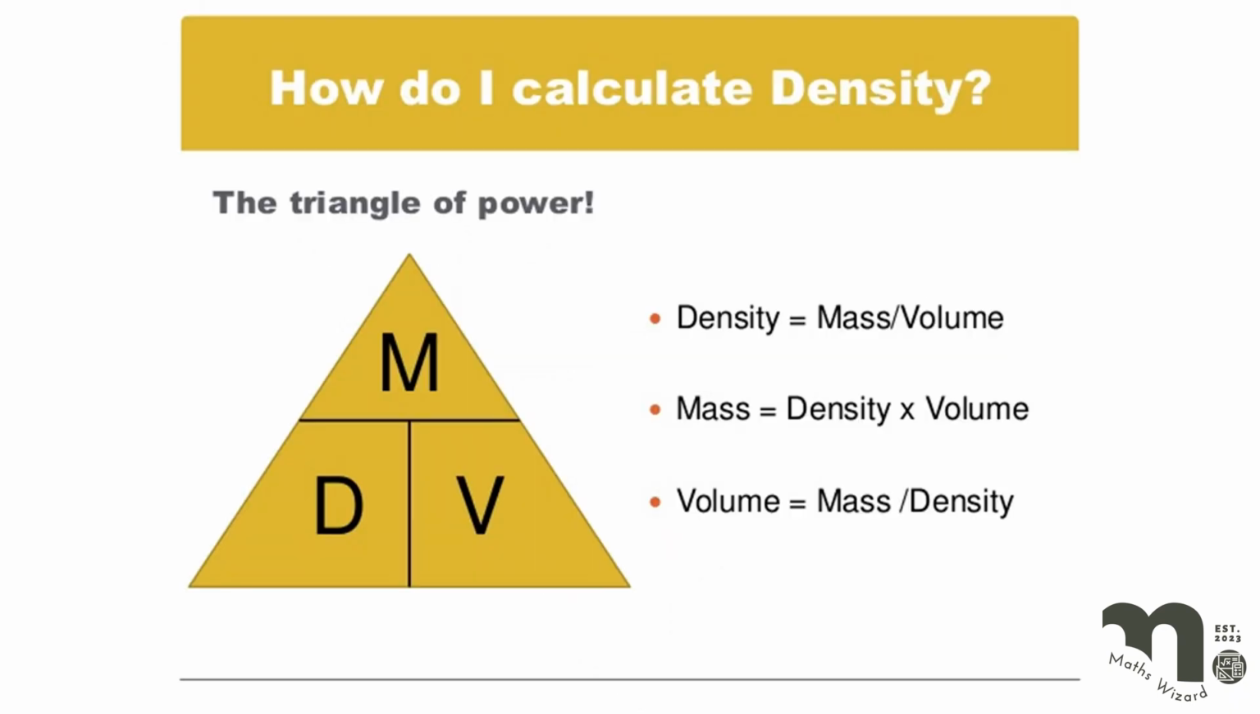Just to illustrate this formula triangle, you can see density is on the bottom left. So density is mass over volume, which means mass divided by volume. Mass is density times volume. You can see the D and the V are next to each other in the formula triangle. So it works very much the same way as that speed, distance, time triangle you may have seen already. And volume is mass divided by density.